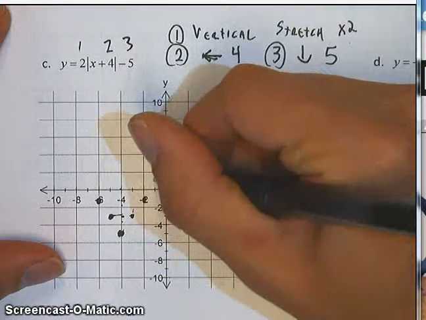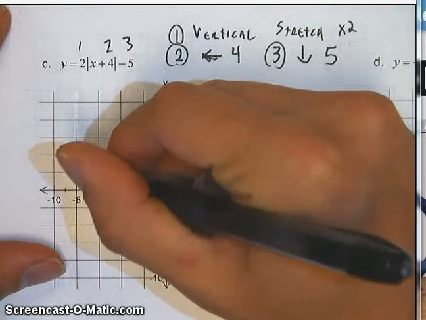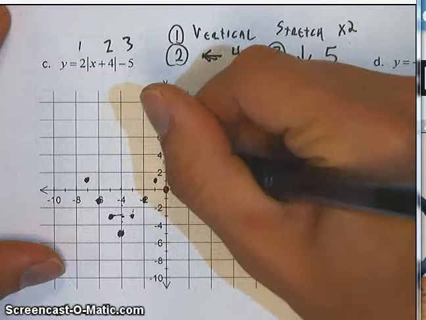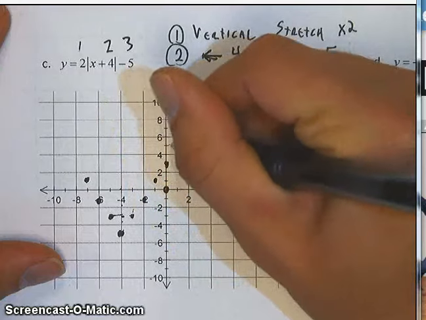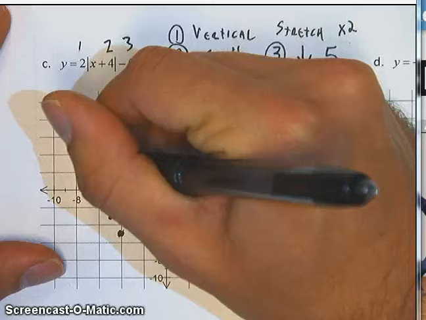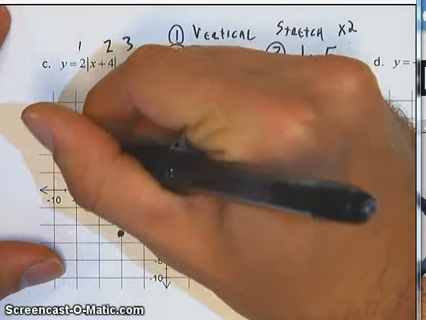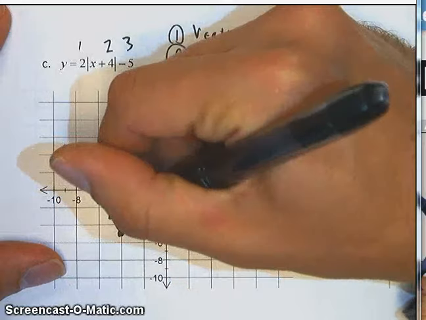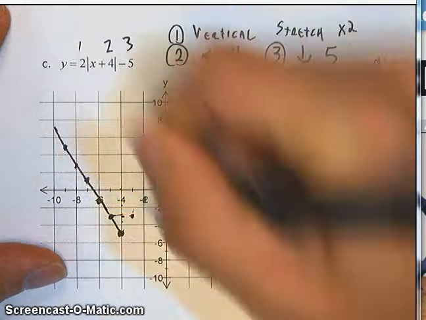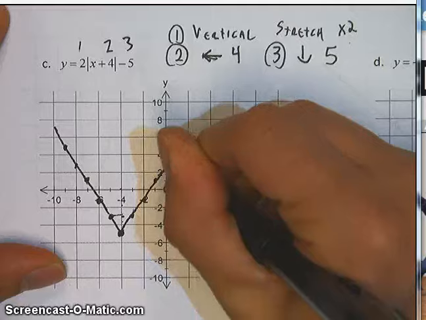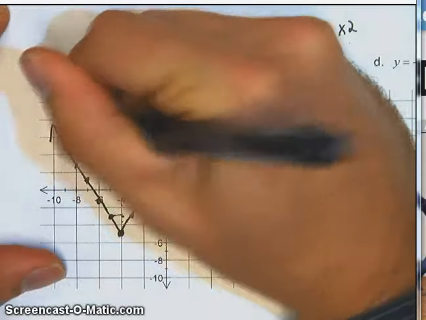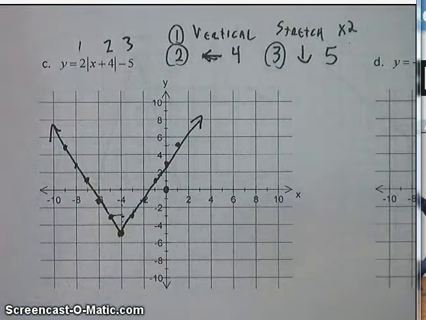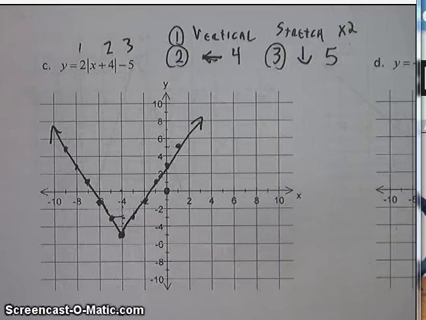And you can make as many dots as you want, or you could just use a straight edge to fill in the rest of it. And right there. I'm going to try and make these as straight as possible. Don't forget to put some arrows at the end there. And that's your absolute value function. That's that thing graphed. Let's do a couple more like that.